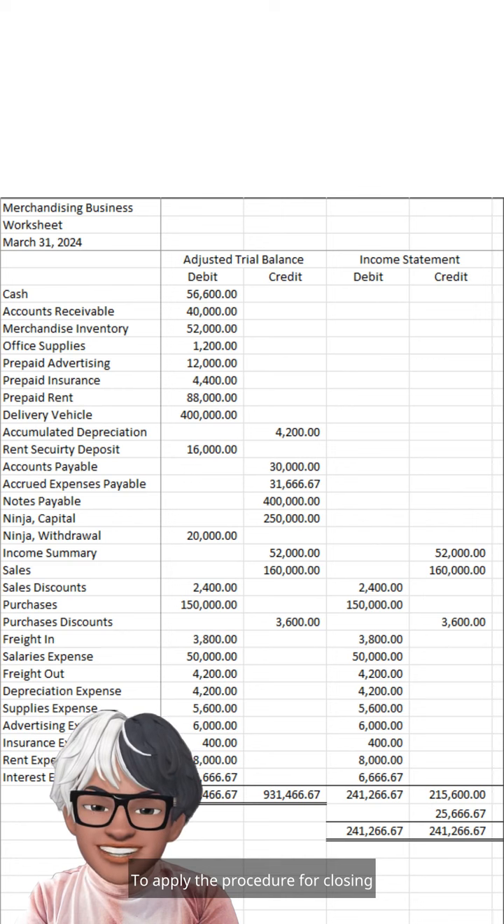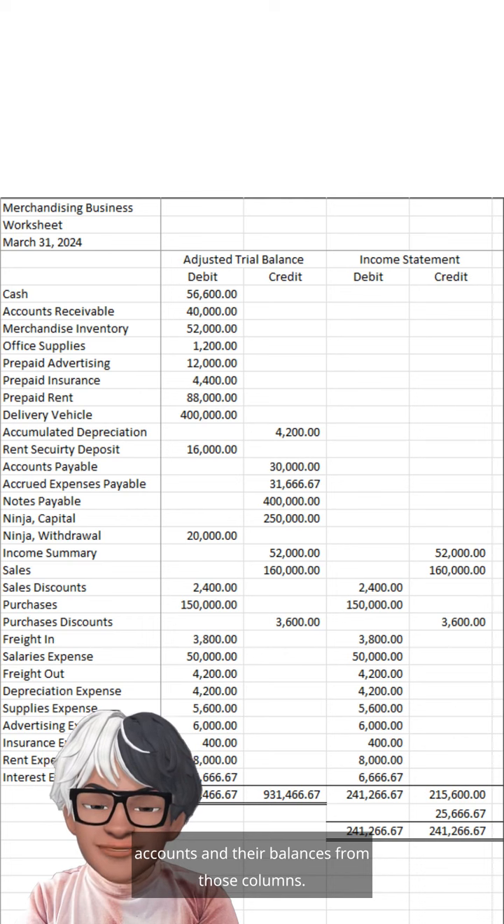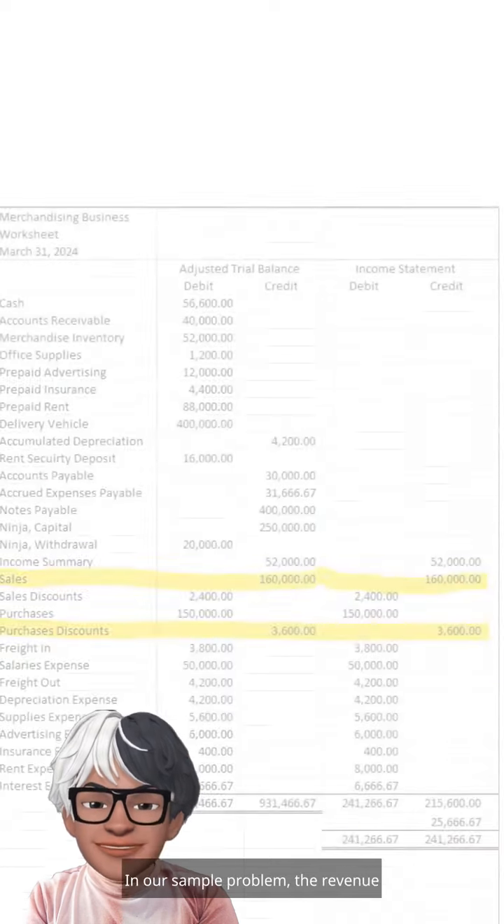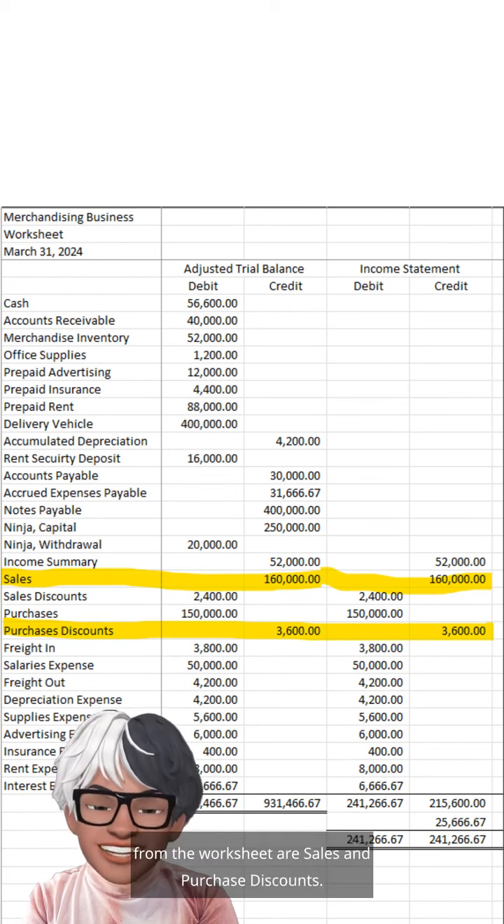To apply the procedure for closing revenue and expense accounts with credit balances, identify these accounts and their balances from those columns. In our sample problem, the revenue and expense accounts with credit balances that can be identified from the worksheet are sales and purchase discounts.